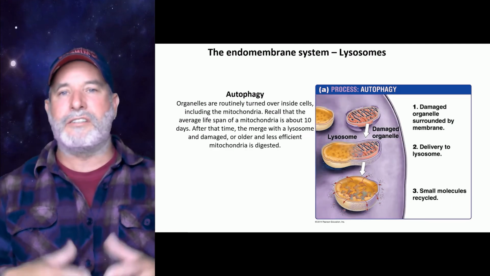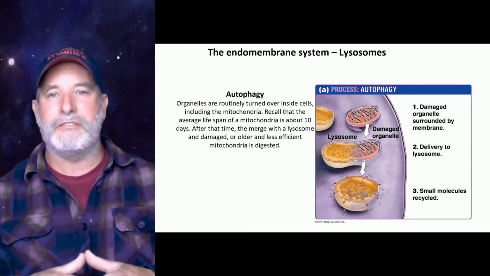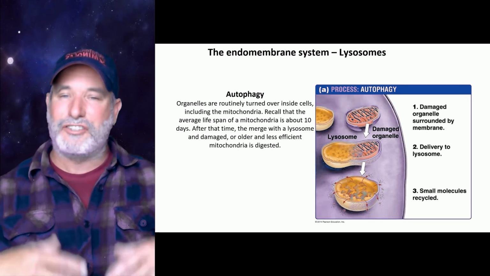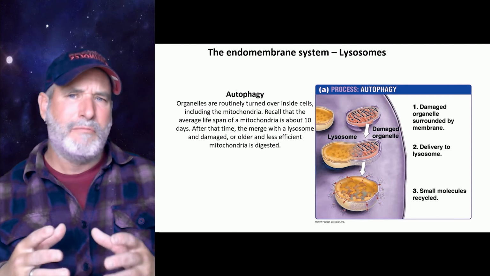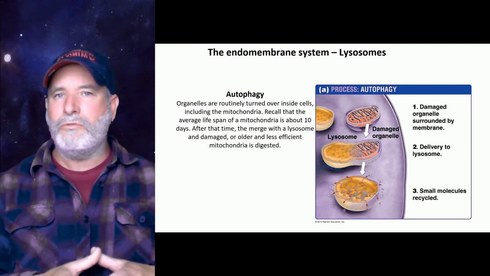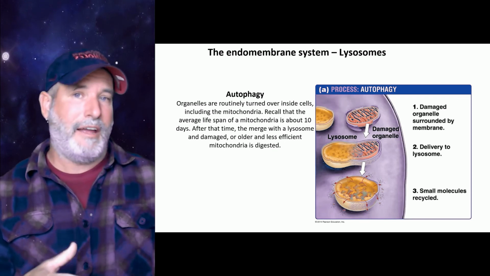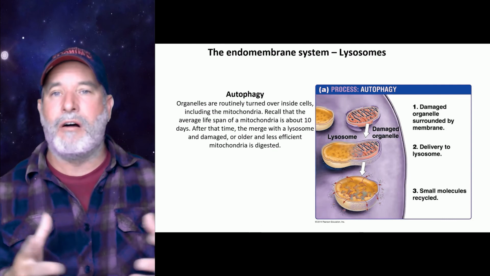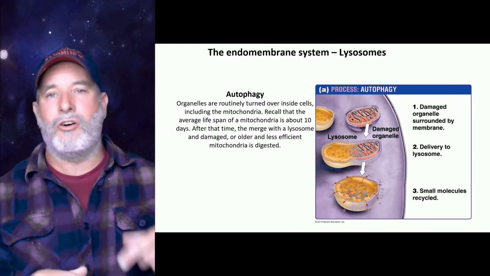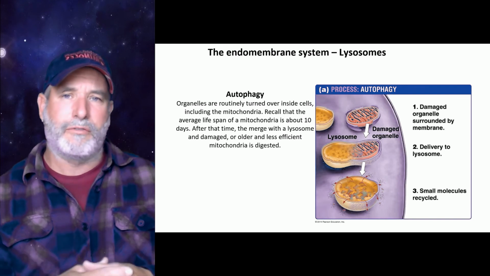And the last one is autophagy. Now, auto means self, phagy means feeding. Cells actually turn over their organelles. And if you remember from an earlier lecture, mitochondria only last about 10 days. So over time they age, they become damaged, they become less efficient. So our lysosomes, they will go and merge with these mitochondria and digest them and turn them over.